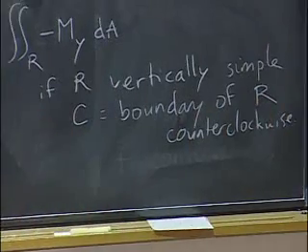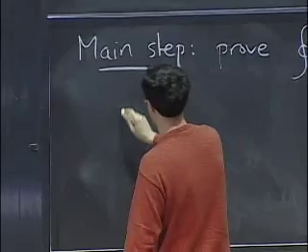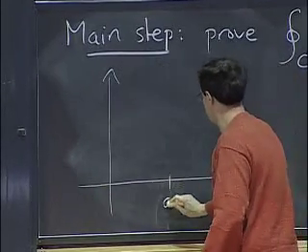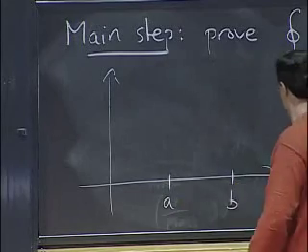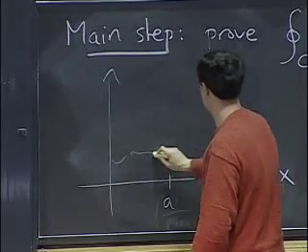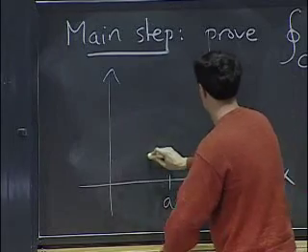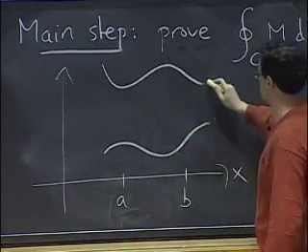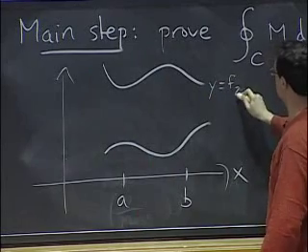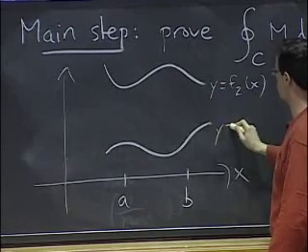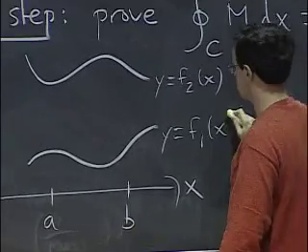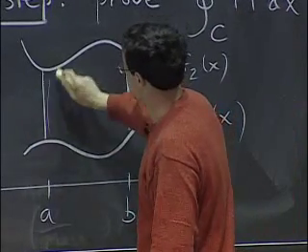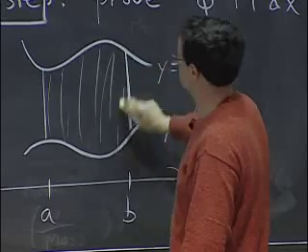Okay, so let's look at how we would do it. We said a vertically simple region looks like x goes between A and B, and y goes between two values that are given by functions of x. So this is y equals f2 of x. This is y equals f1 of x. This is A. This is B. Our region is this thing in here.